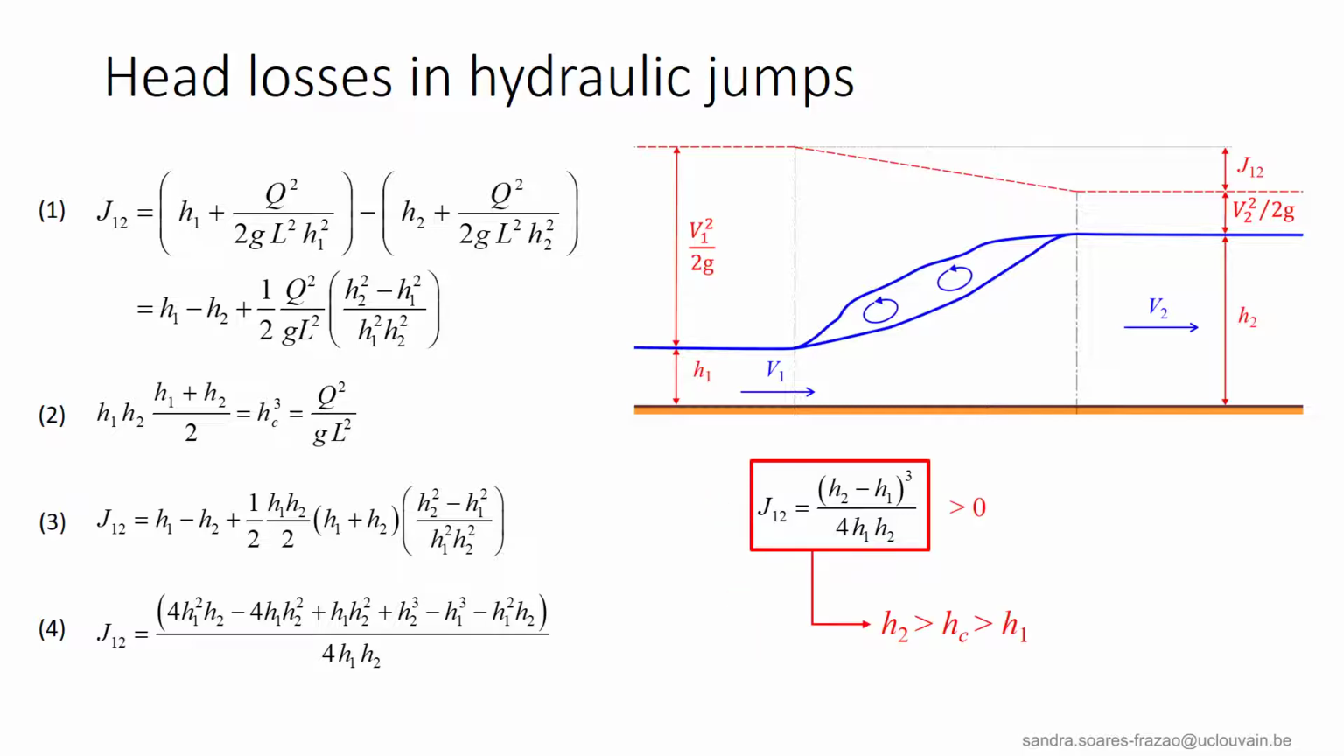Moreover, when we look at this equation, we see that H2 has to always be larger than H1 for the head losses to be positive. A negative jump with a depth H2 smaller than H1 is impossible, as it would result in a gain in energy. So, the hydraulic jump always connects a supercritical flow with a depth H1 below HC to a subcritical flow with a depth H2 larger than HC.